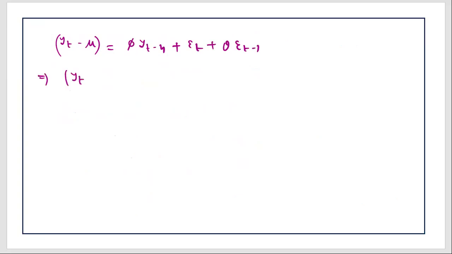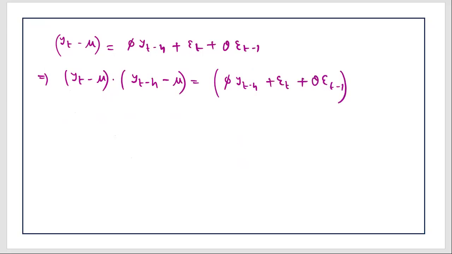Now, in order to find the autocorrelation function, you need to first find the autocovariance function. How do you get that? Simply multiply this by yt minus h minus mu on both sides. So yt equals phi yt minus 1 plus epsilon t plus theta epsilon t minus 1, into yt minus h. So what I have done here is multiply by yt minus h minus mu on both sides. This is what I have done.